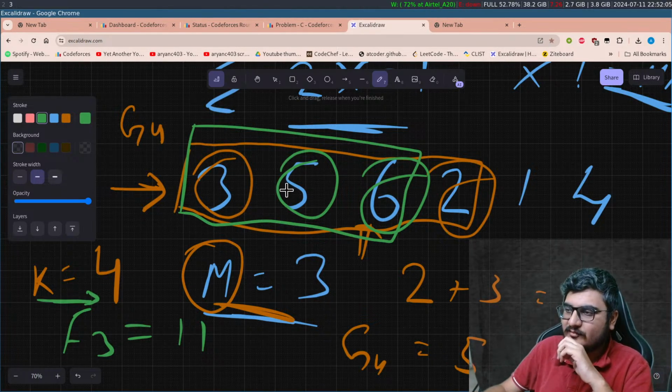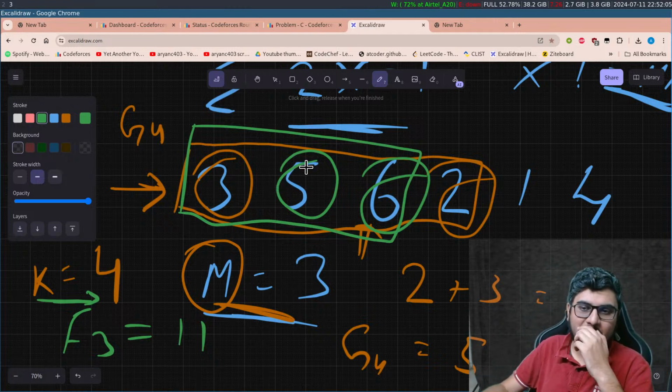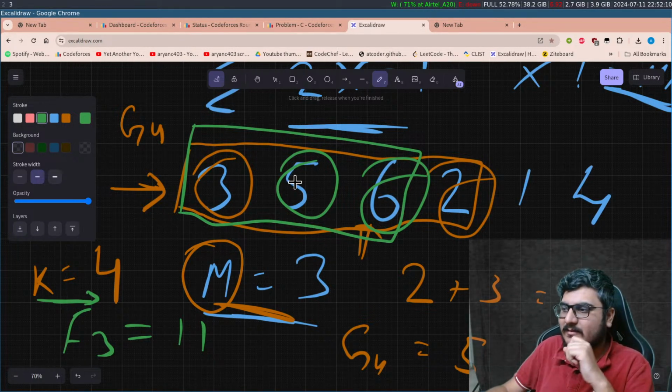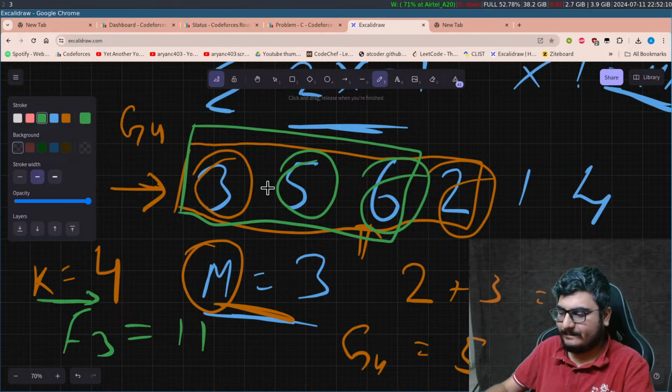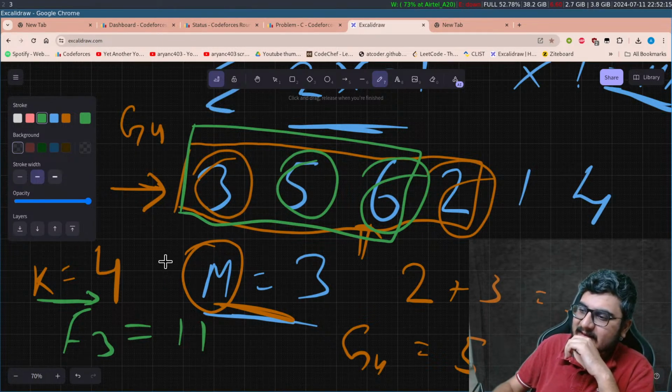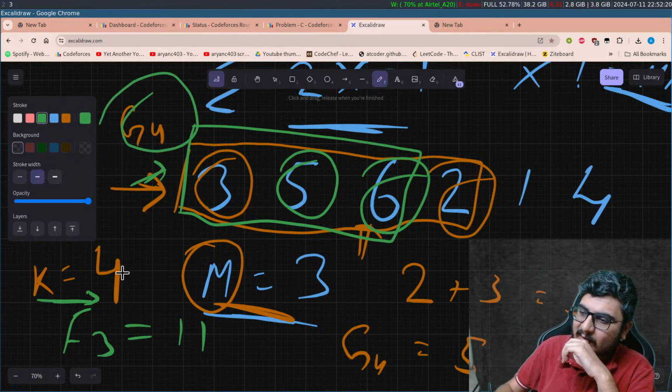So any questions so far, like what is f, what is g? Then I will move to the other part of the problem statement. Given some k and m and a fixed permutation, how do we find g? How do we find f?